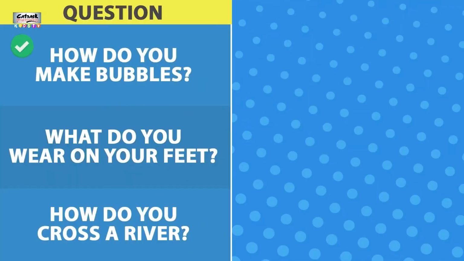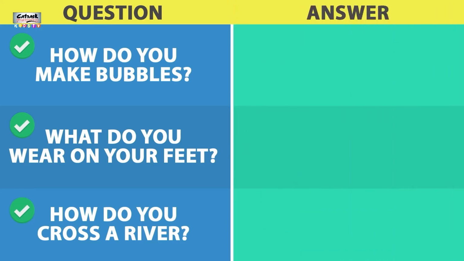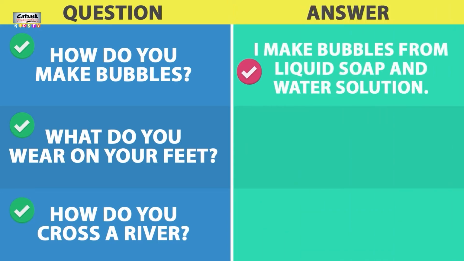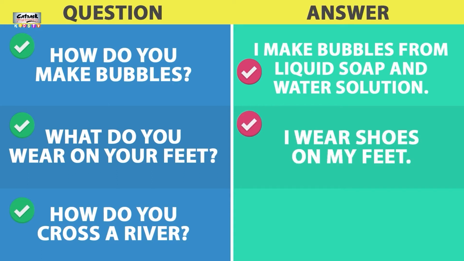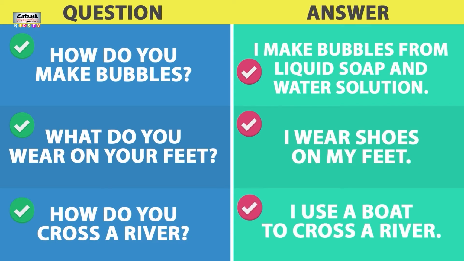Question 2. How do you make bubbles? What do you wear on your feet? How do you cross a river? Answer. I make bubbles from liquid soap and water solution. I wear shoes on my feet. I use a boat to cross a river.